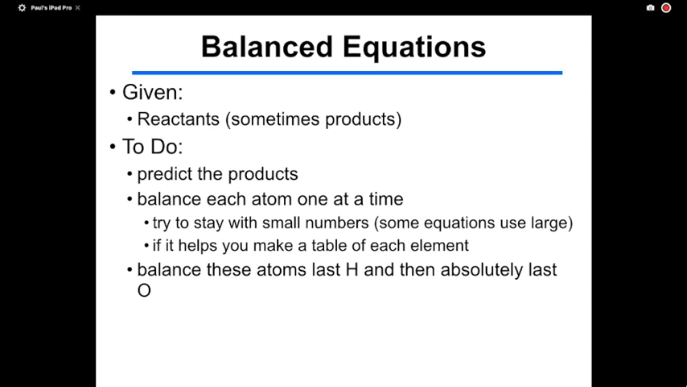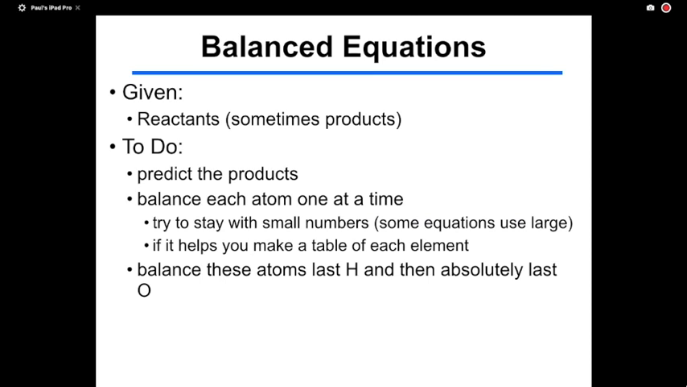This is the key. You balance each atom one at a time. Each single atom one at a time. And how you do that is you look at both sides, and you find out which side has more. And you find out the biggest one, and it makes a decision about what you have to do to the smallest one. Try to stay with small numbers. Some equations get into large numbers. Sometimes it helps if you make a table.